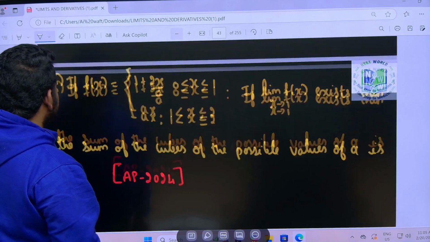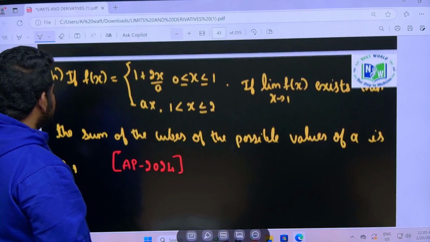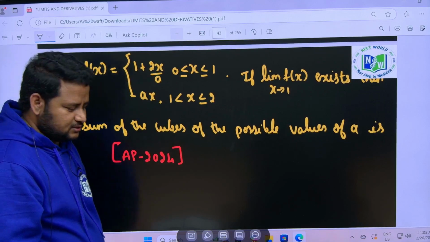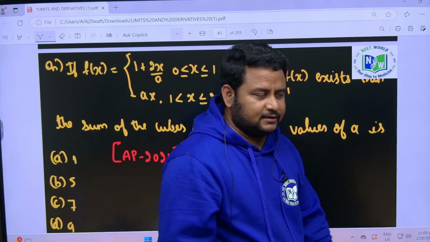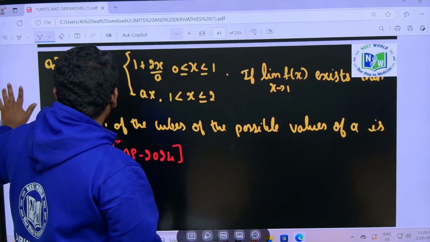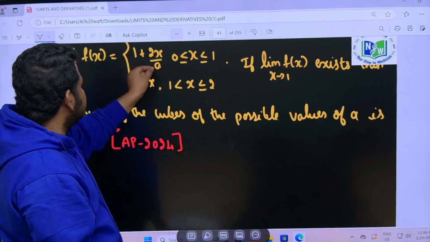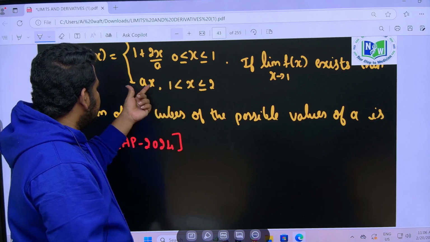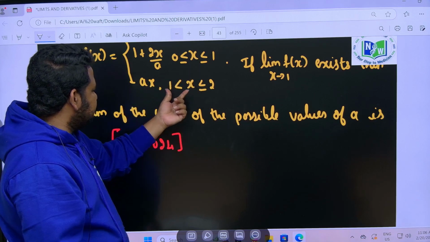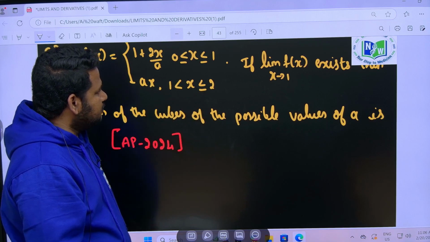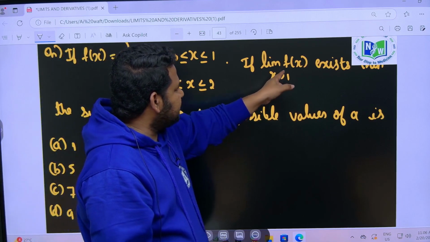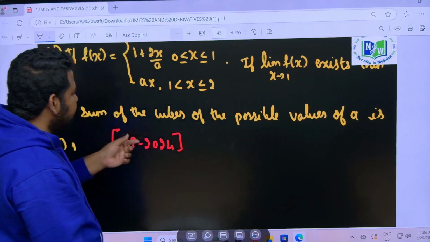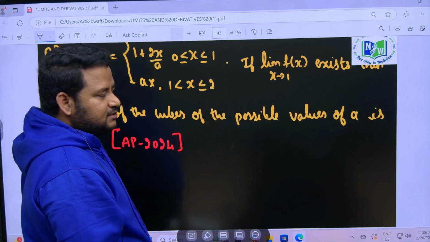See, this is the question. Now let us solve some questions that are asked in MHT CET and EAPCET, and also what is asked in KCET, right? Now have a look at this question. They are telling, if f of x is 1 plus 2x by a, where x is greater than or equal to 0 and less than or equal to 1, and it is equal to ax if x is greater than 1 and less than or equal to 2, and they are telling if limit f of x as x tends to 1 exists, then the sum of the cubes of the possible values of a, they are telling.